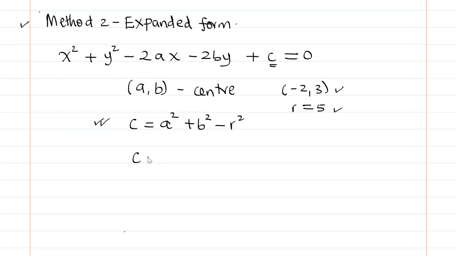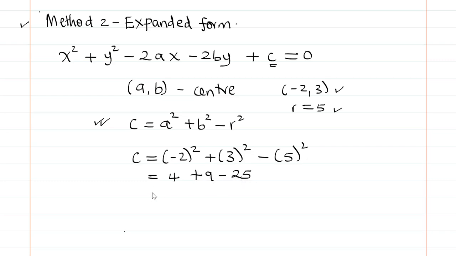So our c, which is the sum of all constants, becomes a, which is -2, squared, plus b, which is 3, squared, minus r, which is 5, also squared. Then you press your calculator. This here gives us 4 plus 9 minus 25. And here I'm getting -12. So our c is -12.